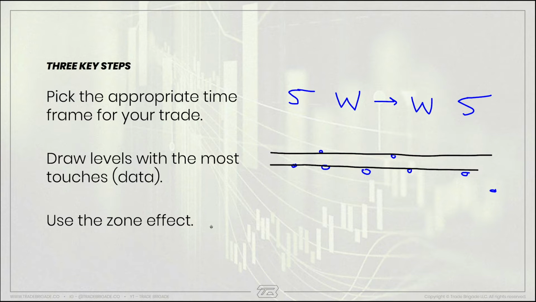And this sort of goes into our next key step down here, and that is that we're using the zone effect. So when you draw a support and resistance level, it does not have to be to the exact penny. You'll stress yourself out. You'll probably think in your head, did I get it right? Did I get it wrong? Is it going to go exactly to this level?